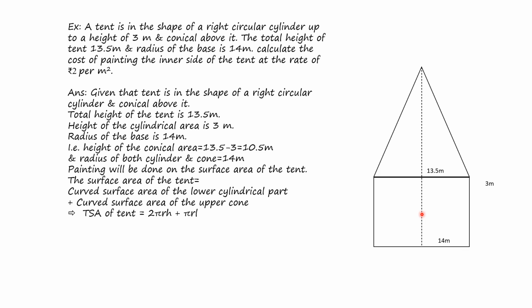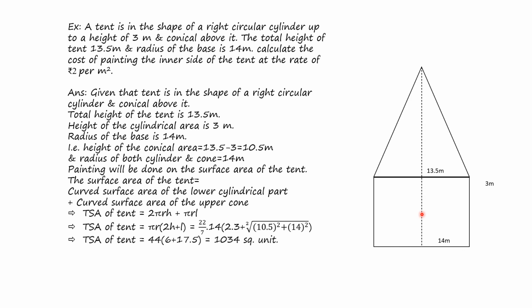So the curved area of the tent is 2 pi r h plus pi r l, which is pi r into (2h plus l). On putting the values, it is 22 by 7 into 14 into (2 into 3 plus square root of 10.5 whole square plus 14 square), which is 44 into (6 plus 17.5), which is 1034 meter square.